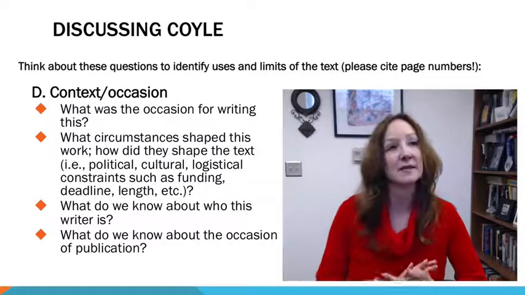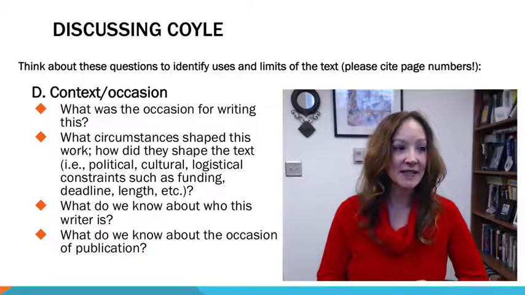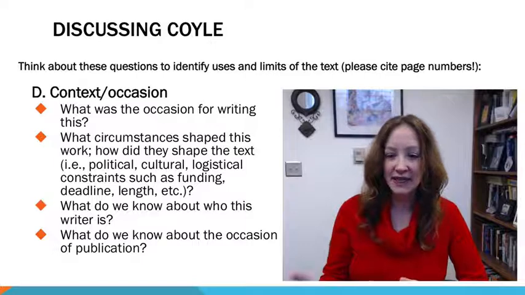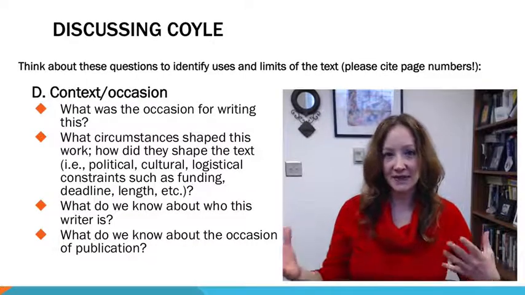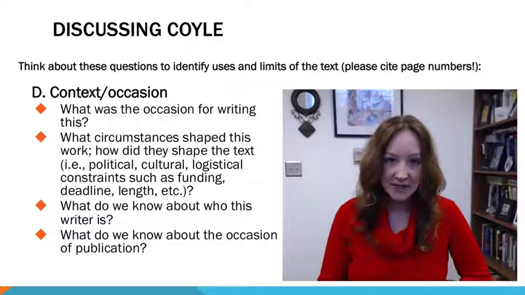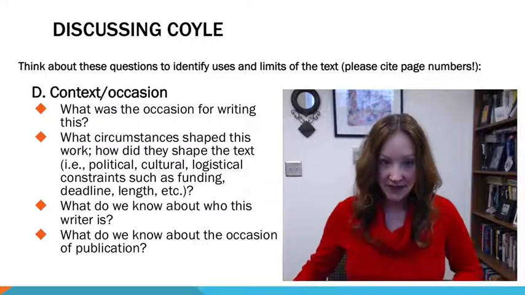These circumstances can be political or cultural or logistical constraints like funding, time. Presumably he had a deadline. He had editors and publishers working with him. So those kinds of circumstances, and what can you determine about that from the text and also from looking on the internet.